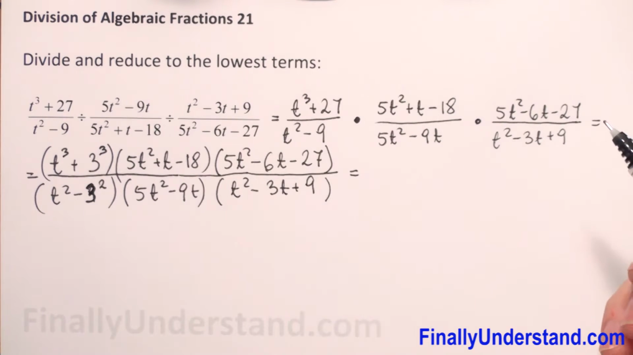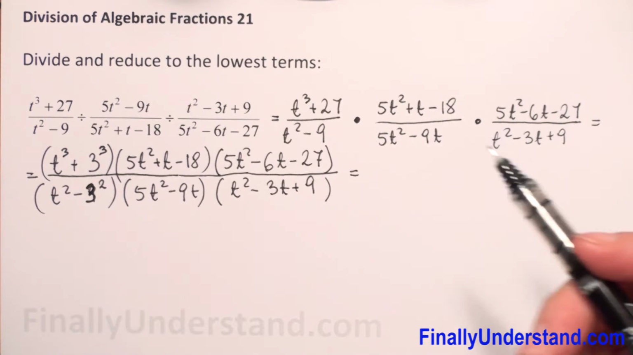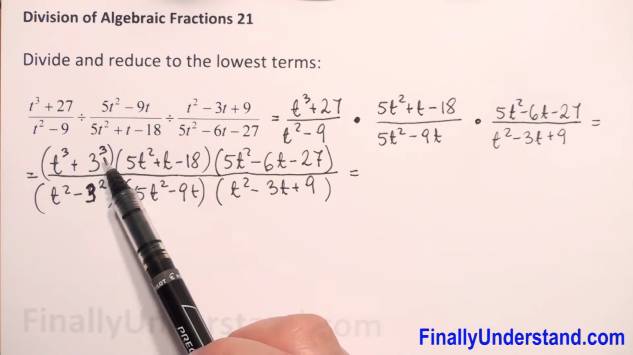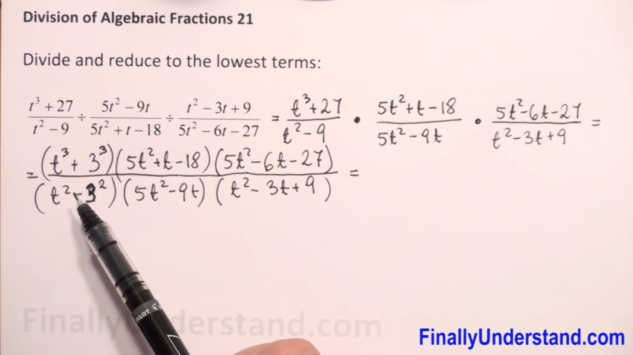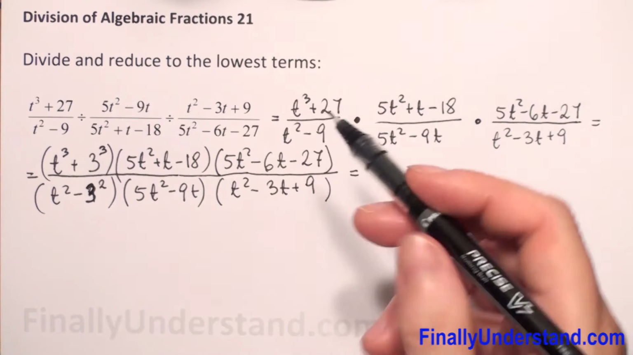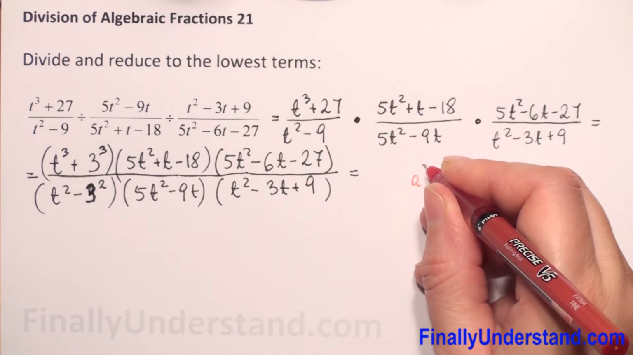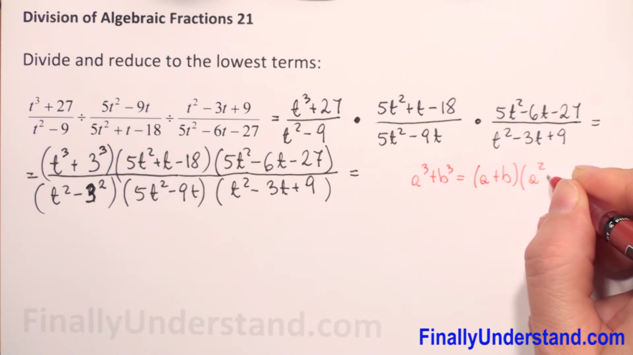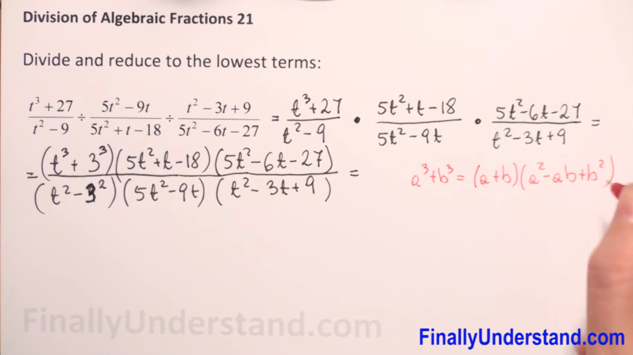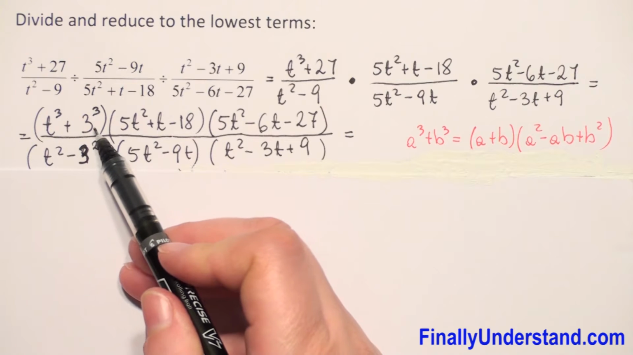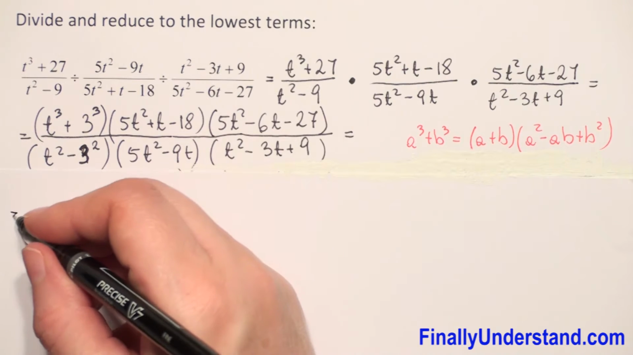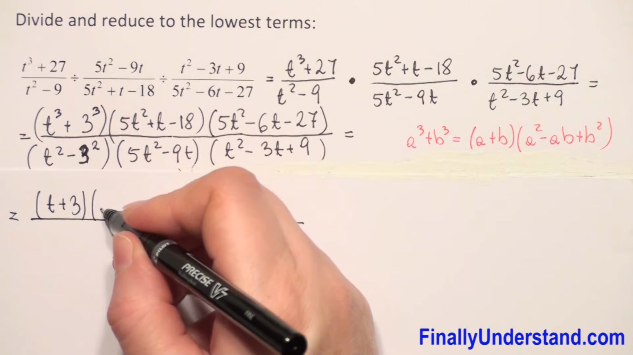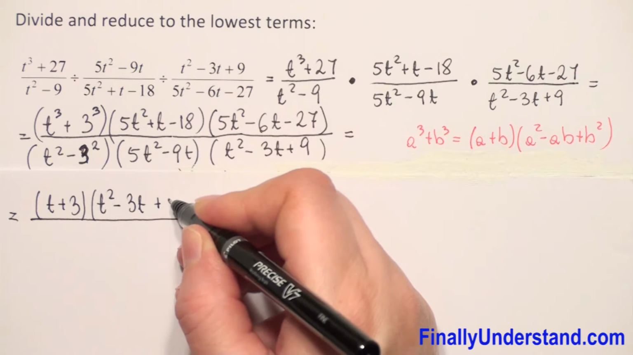So this is equal. Now we need to factorize to reduce. Because we have multiplication, to reduce we need to have the same expression in parentheses. At the moment we don't have that. So first we have t cubed plus 3 cubed. This is the sum of two perfect cubes. Let me remind you of the formula: a cubed plus b cubed is equal to a plus b times a squared minus ab plus b squared. So we can rewrite t cubed plus 3 cubed as t plus 3 times t squared minus 3t plus 9.